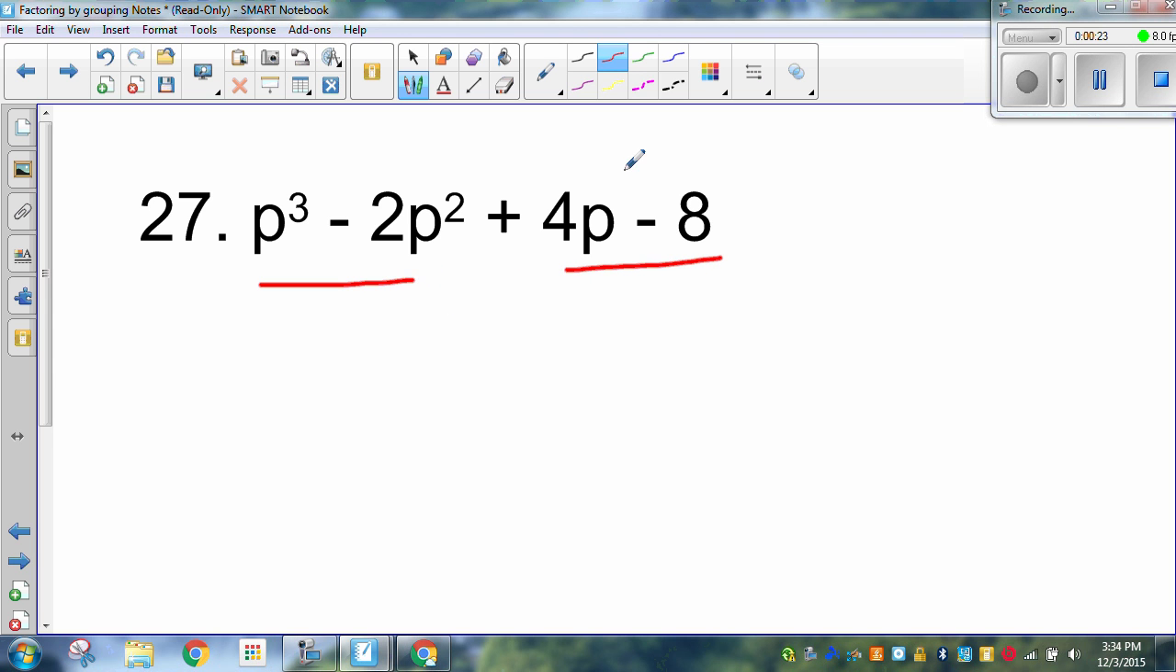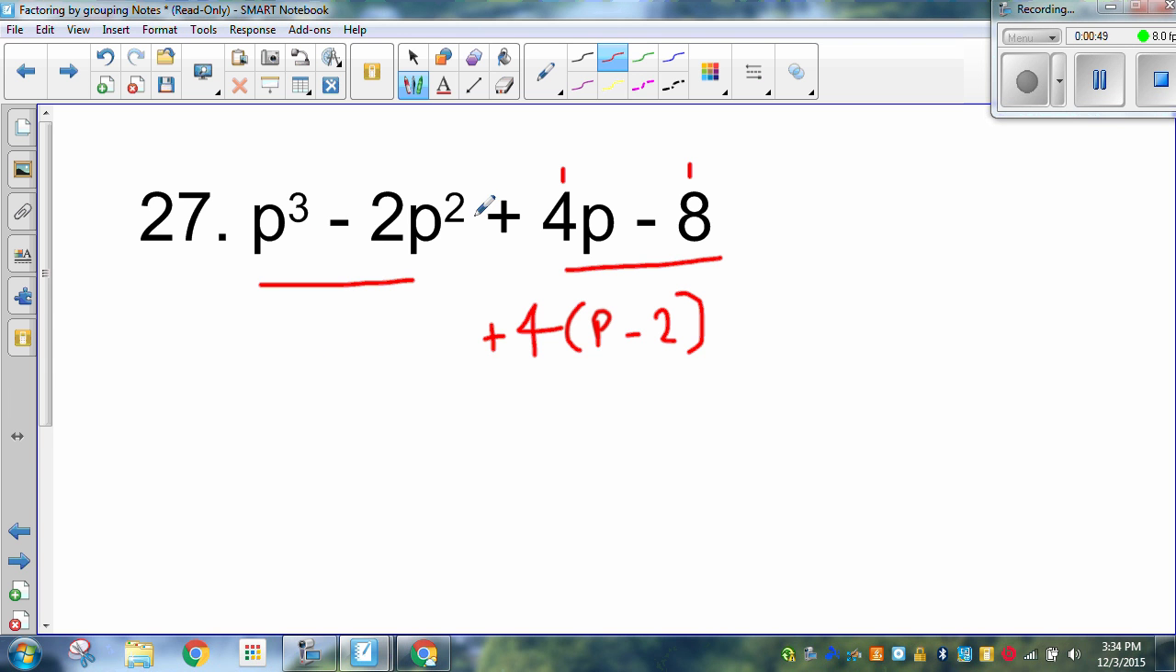So let's start on the right side. That'll be a little easier in this case. I see 4 and 8, and then p and nothing, so they're not going to share a p, but they do share a factor with 4 and 8. The greatest common factor of 4 and 8 is just 4. 2 is also a common factor, but it's not the greatest. So when we factor it out, we should get p minus 2 plus all of this.